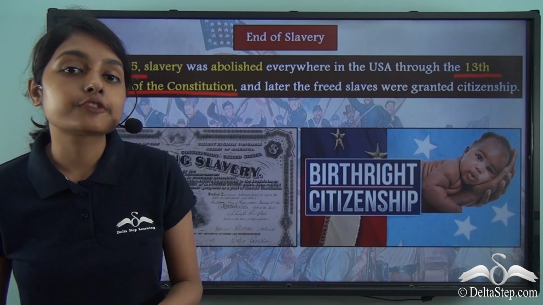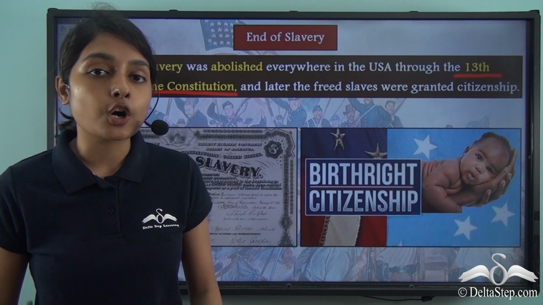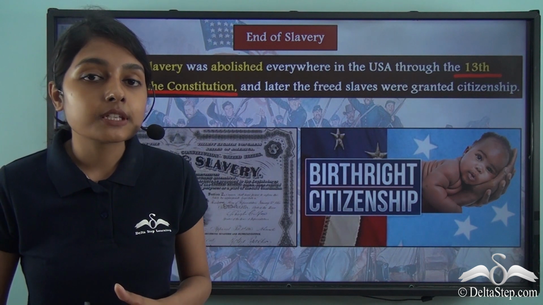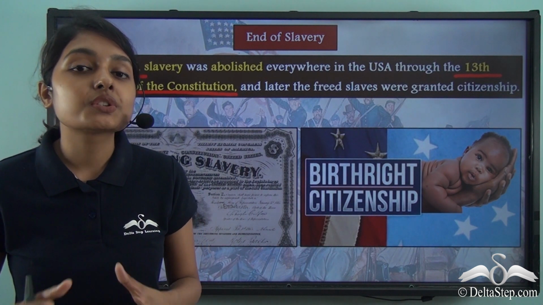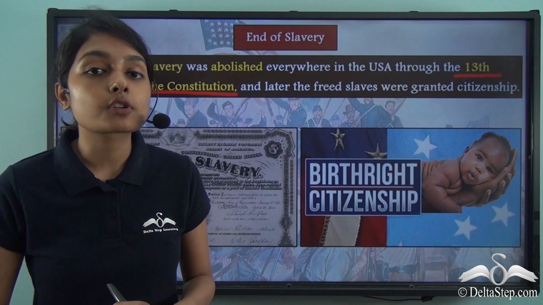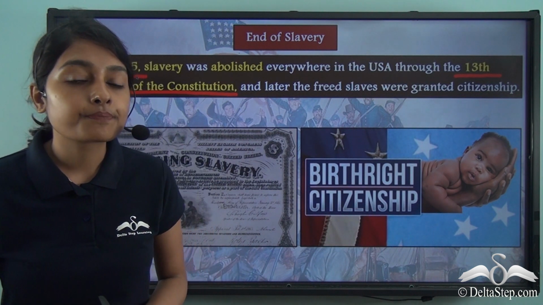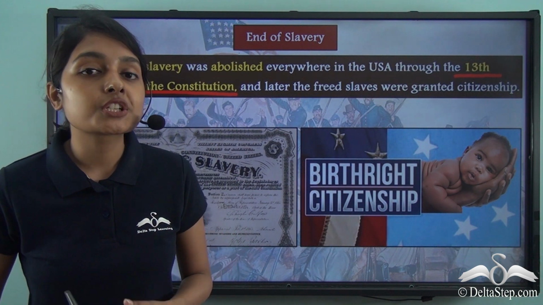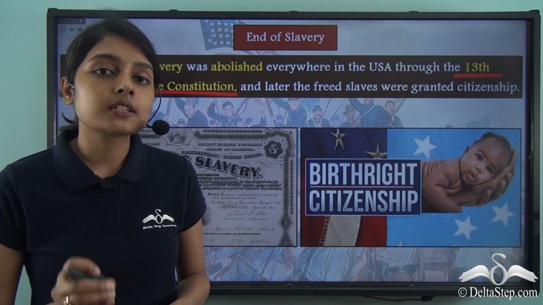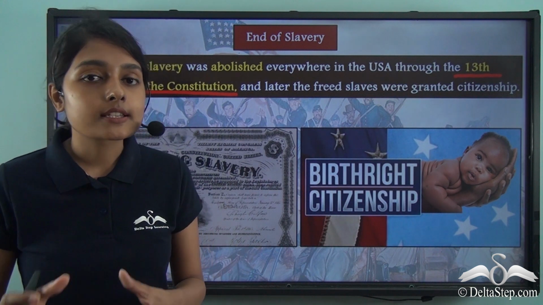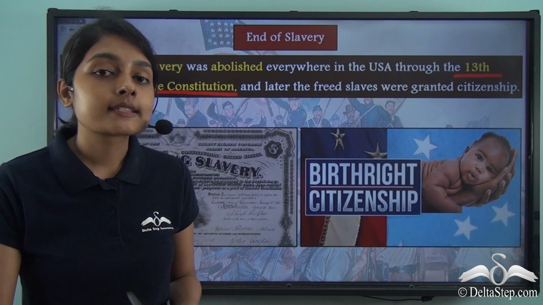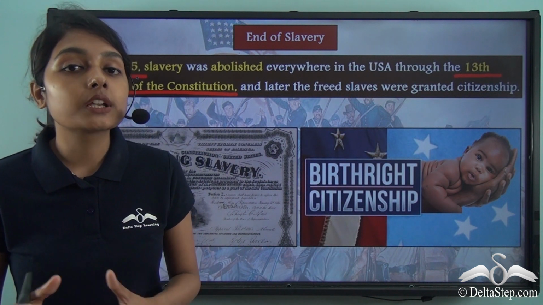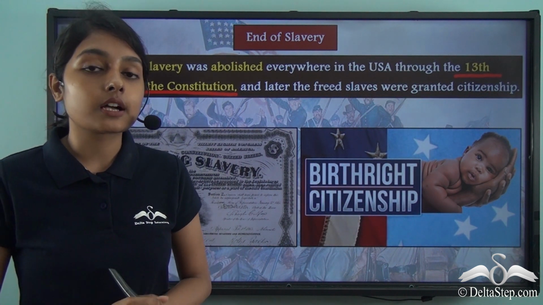They had achieved their freedom and independence from this practice of slavery. A subsequent amendment to the Constitution also necessitated the concept of birthright citizenship. Now, what does birthright citizenship mean? Birthright citizenship meant that any person who takes birth in America, irrespective of their race, color, gender, religion, social class, will now become the citizens of America.